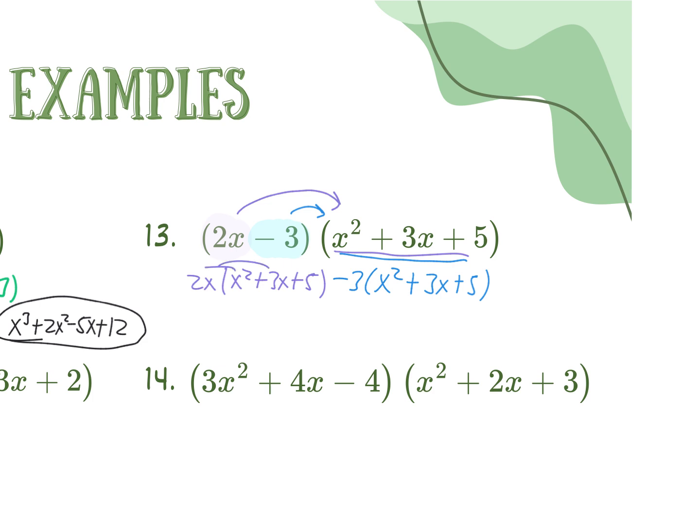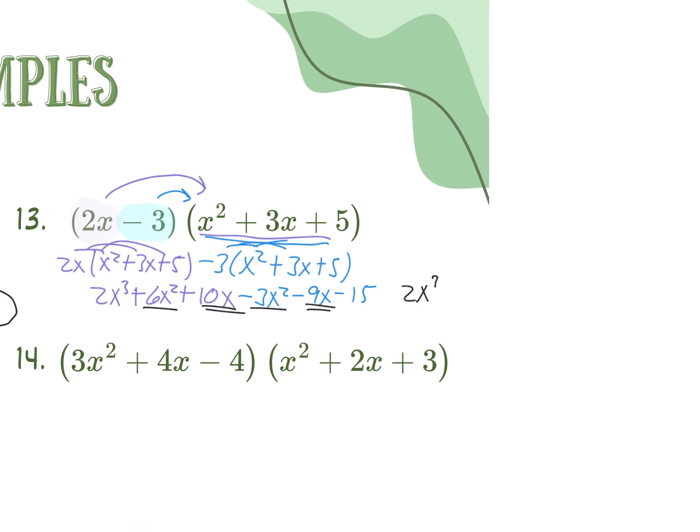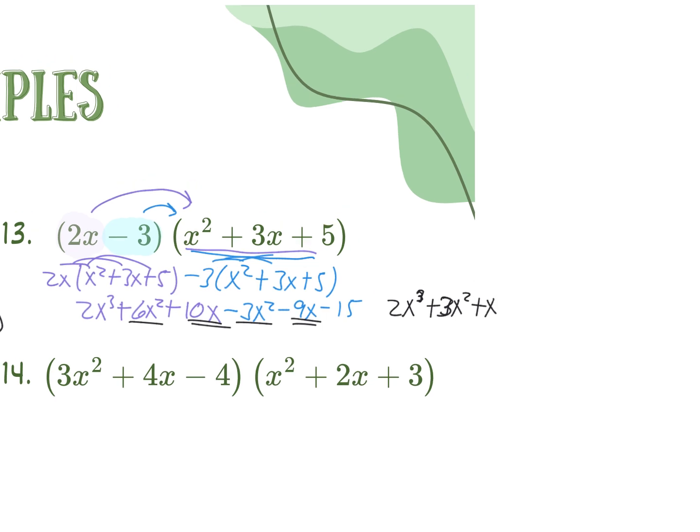And then I'm going to distribute first that 2x to everything, and then you end up with a 2x to the third plus 6x squared plus 10x. All right, and then in blue, I can take that negative 3 and distribute it. So that's going to give me a negative 3x squared minus 9x minus 15. All right, and then from here, just like before, combine like terms. 6x squared minus 3x squared, 10x minus 9x. And then so I end up with a 2x to the third plus 3x squared plus x, and then minus 15.